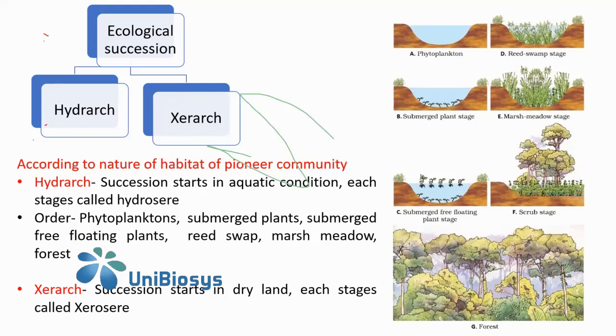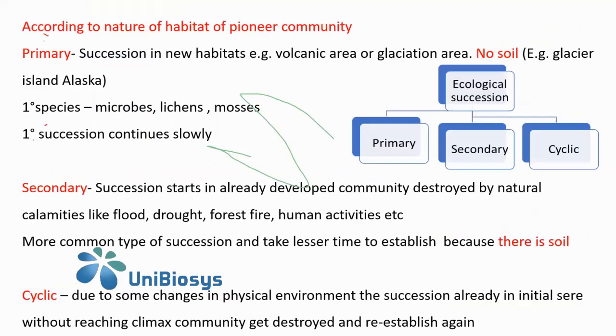Next one is primary, secondary and cyclic. This is also according to the nature of habitat. Why is it termed primary? In a particular area, for the first time a succession is happening. For the first time, then it is known as primary. Secondary: there was already an ecological succession happening, and then due to some flood or drought or fire, whatever it is, it got destroyed. So again they are restarting. That is secondary. And there is cyclic also. I'll come to that later.